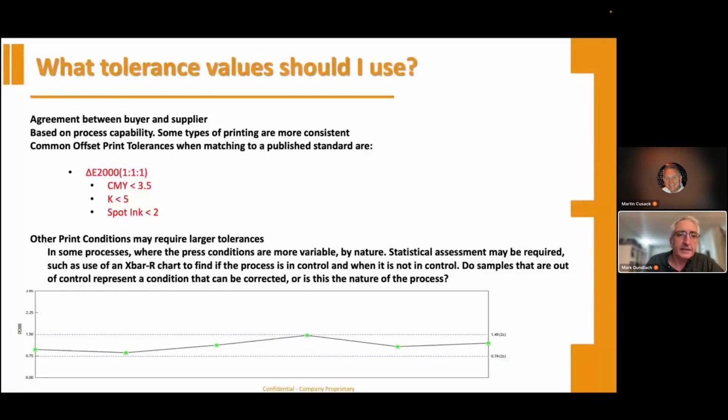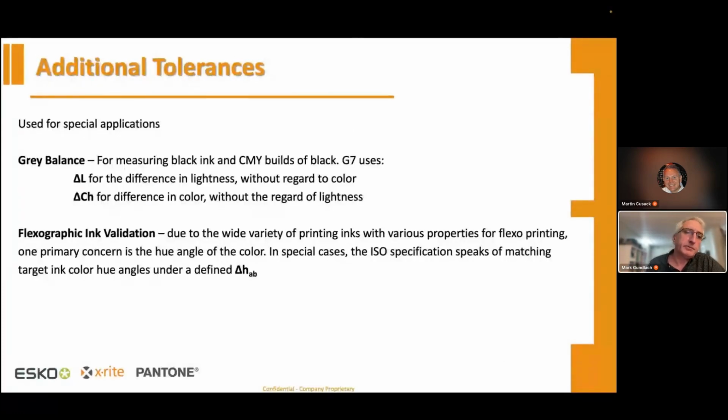Now, commonly, the offset print tolerances, for example, to match a print standard. Okay, in fact, this applies across other print processes, flexo and gravure as well. But commonly for your CMY inks, they'll be somewhere around 3.5 Delta E. The K might be up to 5, and spot inks are typically held to somewhere around 2, maybe 2.5. Okay, but again, always considering the variability within that print process. There are some other tolerances that you'll run into out there for print production that I just want you to kind of be aware of.